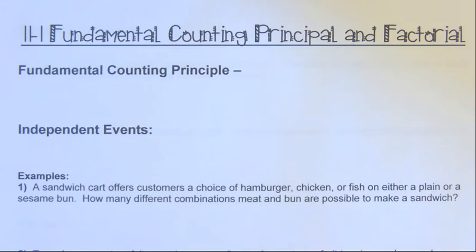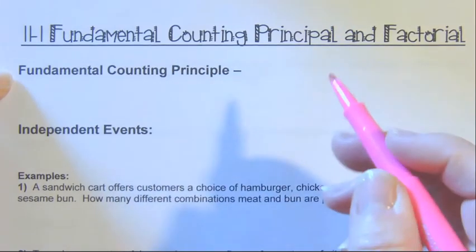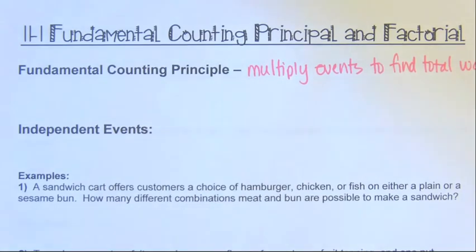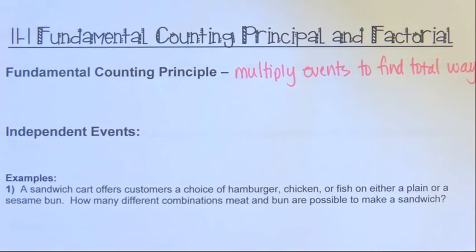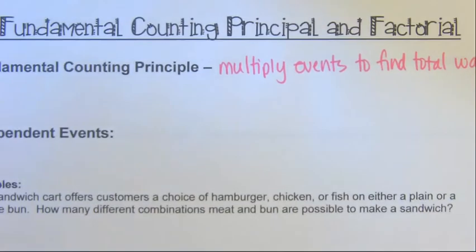Hi guys, we are going to start with the fundamental counting principle. The fundamental counting principle just means if you multiply different events together, that will tell you your total number of ways that something can occur. All right, so you need to multiply the events to find the total number of ways something can happen.